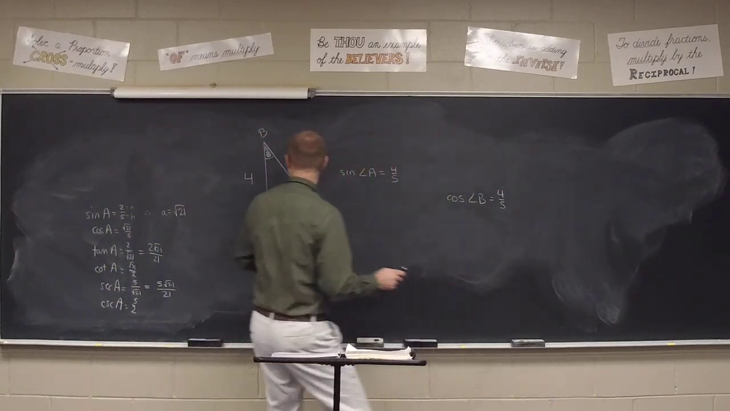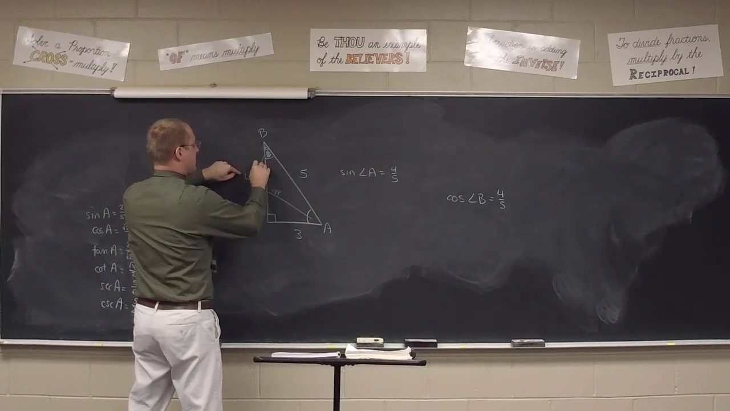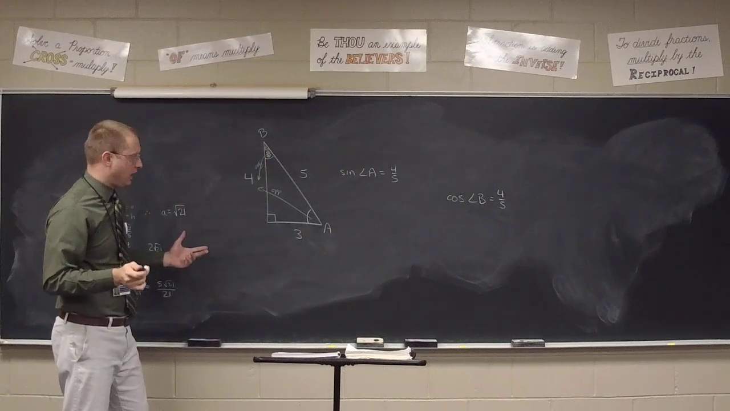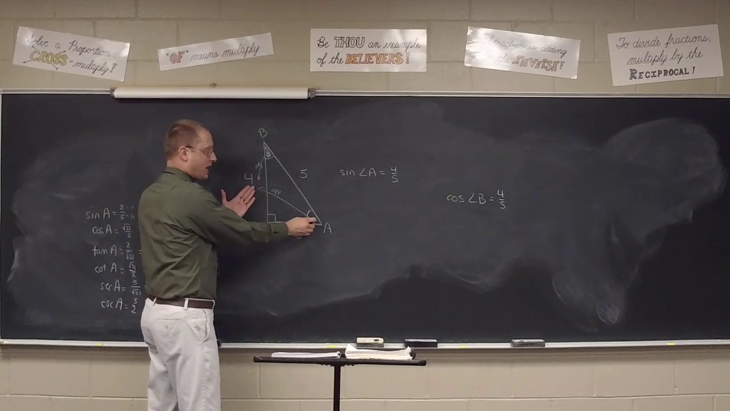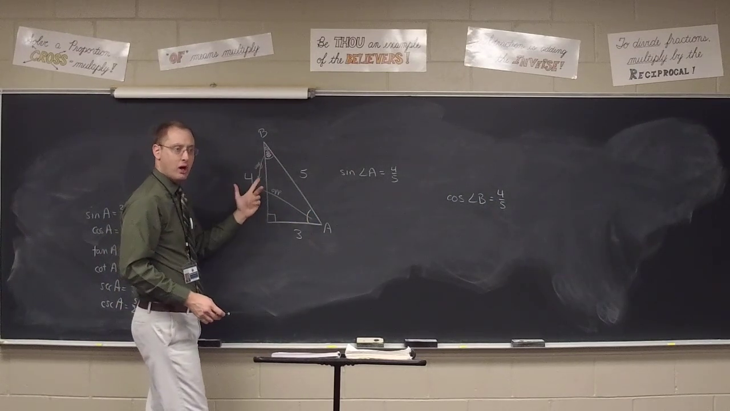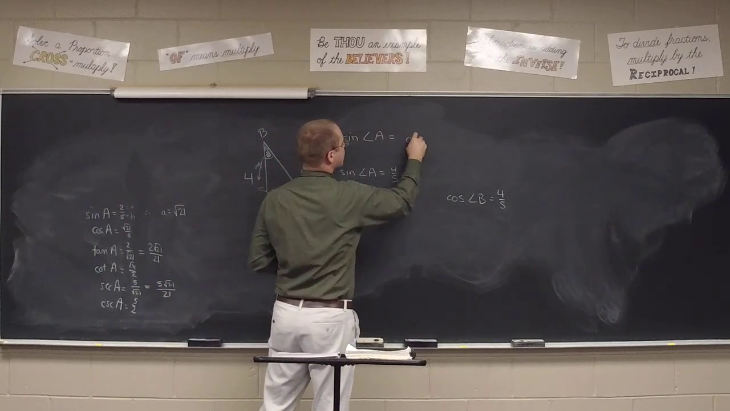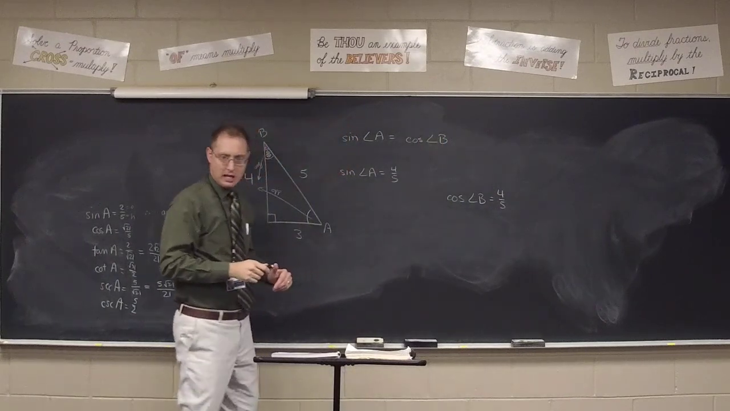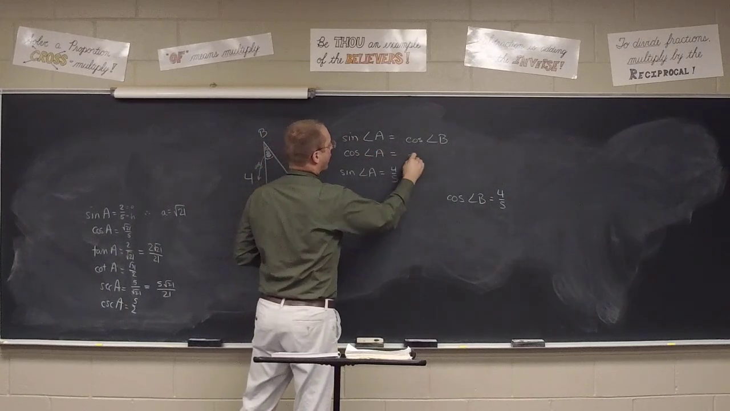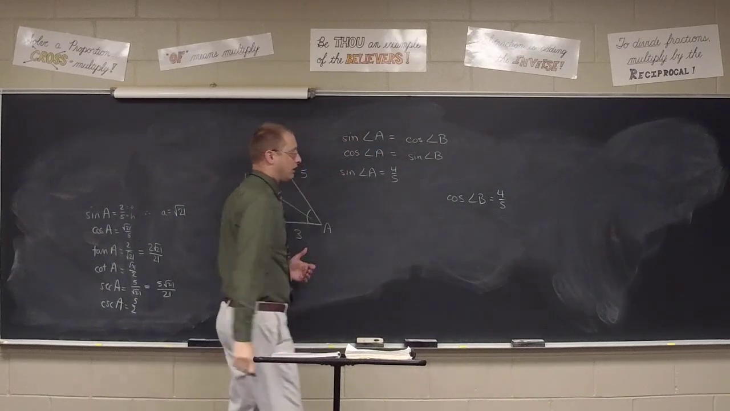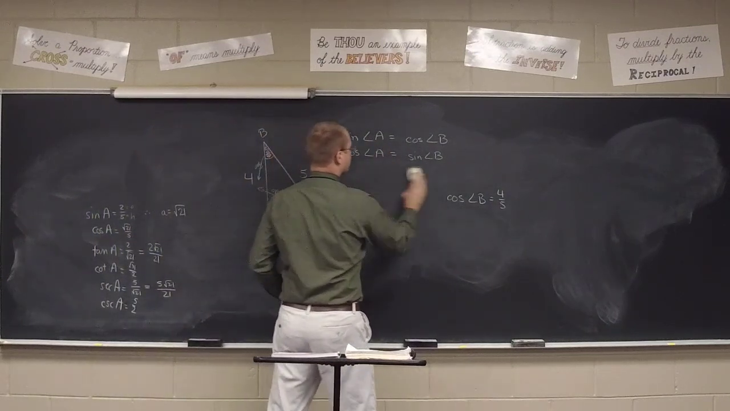And think about it, relative to A, this is the opposite. Relative to B, this is the adjacent. And the hypotenuse doesn't move. So obviously, the sine of one and the cosine of the other should be equal. That's always going to be true: the sine of angle A will always equal the cosine of angle B. Similarly, the cosine of angle A will always equal the sine of angle B. Does that make sense?